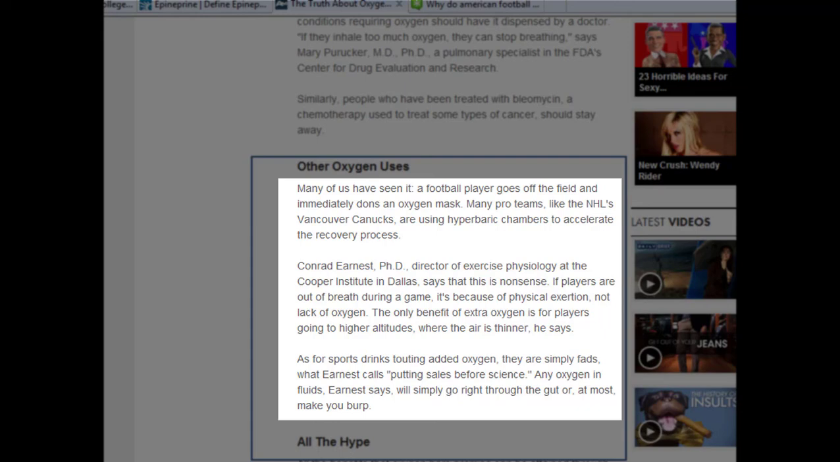Here, this is nonsense. If players are out of breath during a game, it's because of physical exertion, not lack of oxygen. The only benefit of extra oxygen is for players going to higher altitude where the air is thinner. This concept we'll talk about after fall break, when I teach respiratory physiology.